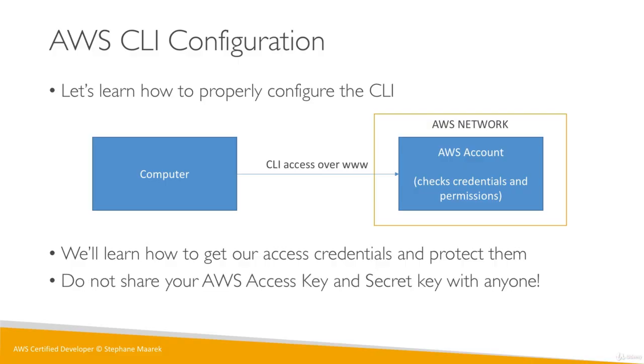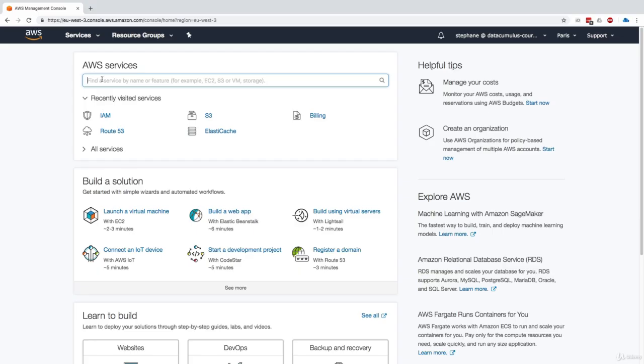Also, I want to say right now, do not share your AWS access key and secret key with anyone. They're just like your username and your password, and you should not share them or show them to anyone. In this lecture, I'm going to show mine to you, but right after, I'm going to invalidate them, okay? So let's get started. Now that we have set up our AWS CLI, we need to configure it.